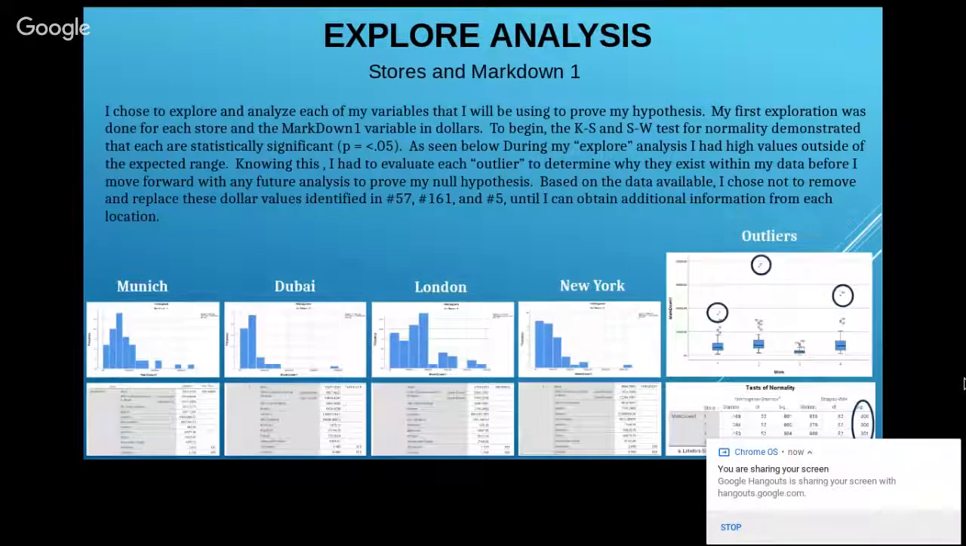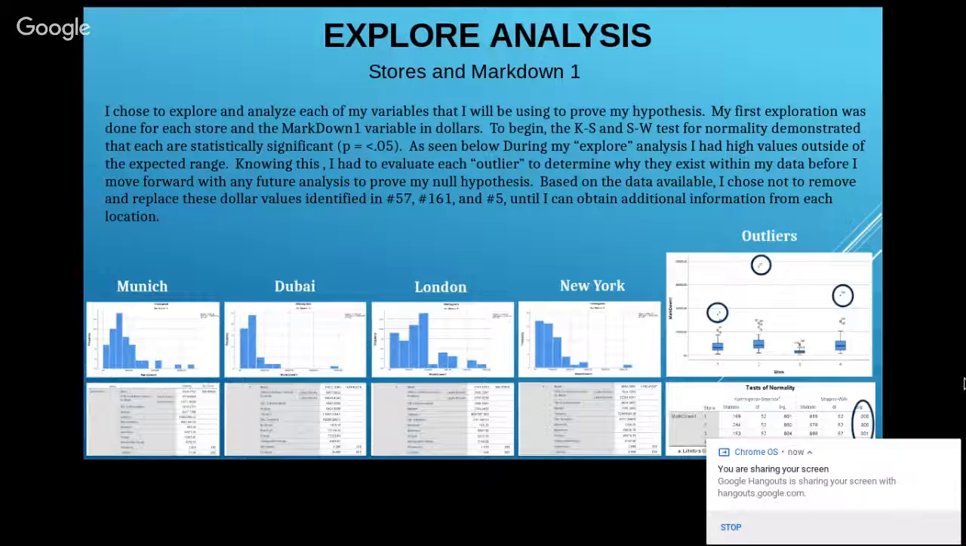As you see in the store and markdown 1, I had outliers in number 47, 161, and number 5. Until I can obtain additional information from each of these locations, Munich, Dubai, London, New York, I'm going to have to keep these outliers to perform my analysis. I just don't have enough time to go out and contact these individuals.